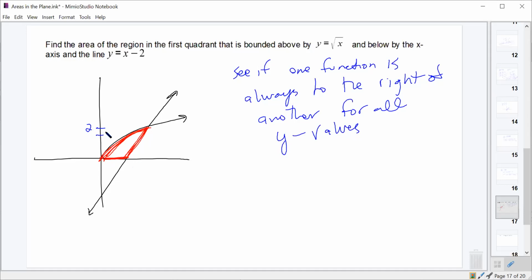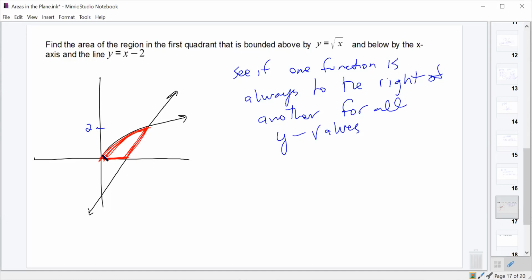So for every y value that you choose, suppose this y value, which function is to the right of the other one? X minus 2. X minus 2, right? What about this y value? Same thing. What about this y value? Still x minus 2. No matter what y value I choose, I choose any of those y values I want, the same function, x minus 2, is always to the right of the square root x function.